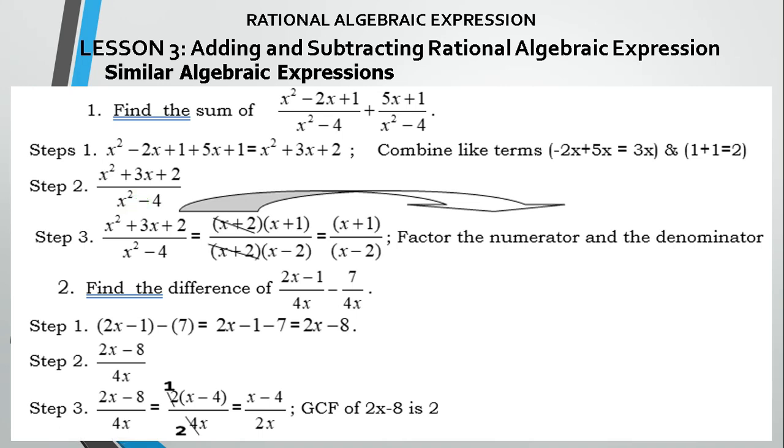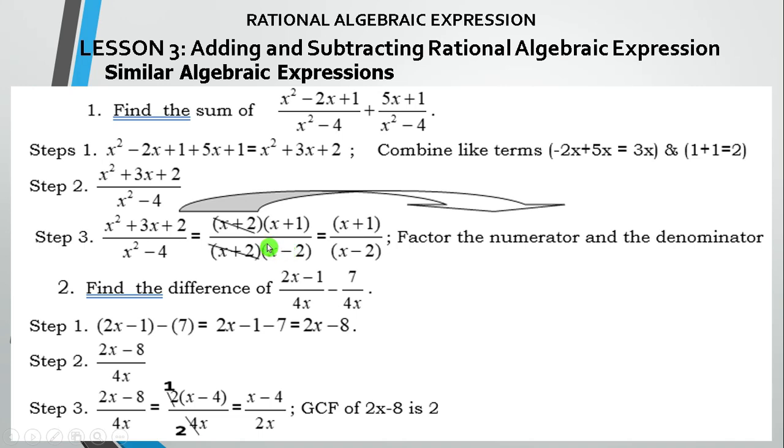So the factor of x squared plus 3x plus 2, this is a general trinomial, and our numerical coefficient for our first term is 1. So the factor is quantity x plus 2 times the quantity x plus 1. Diba? And our denominator, this is not a perfect square trinomial, this is a binomial. So, this is sum and difference of squares. Diba? So, the factor of this one is quantity x plus 2 times the quantity x minus 2.